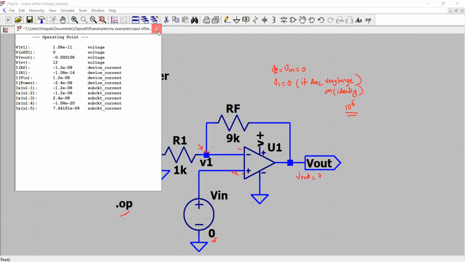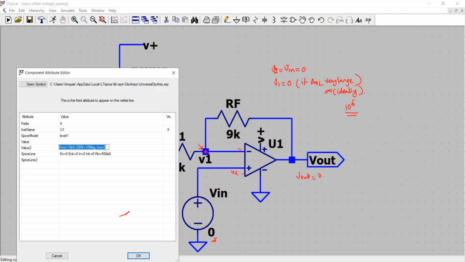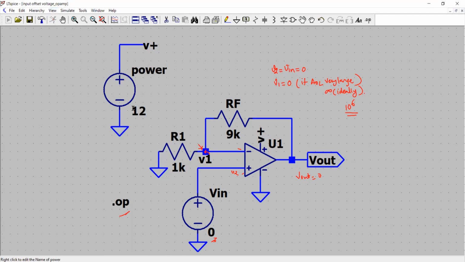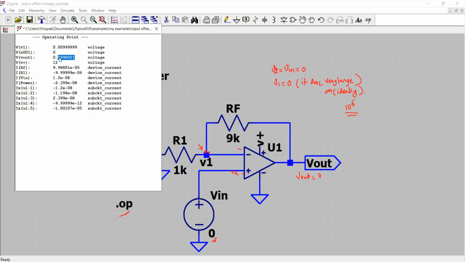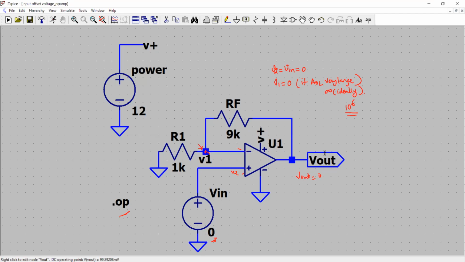But if we set now this voltage to be about 10 millivolt, we'll see how much is the output voltage. Now you can see that it's about 99 millivolt, right? 99 millivolt actually, and the voltage at the node V1 is also 0.0009. So the offset voltage effect is being reflected at the output.